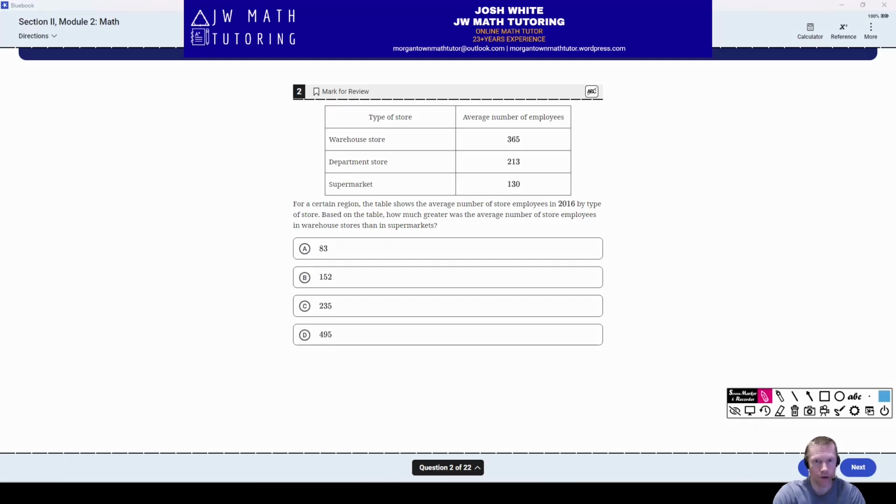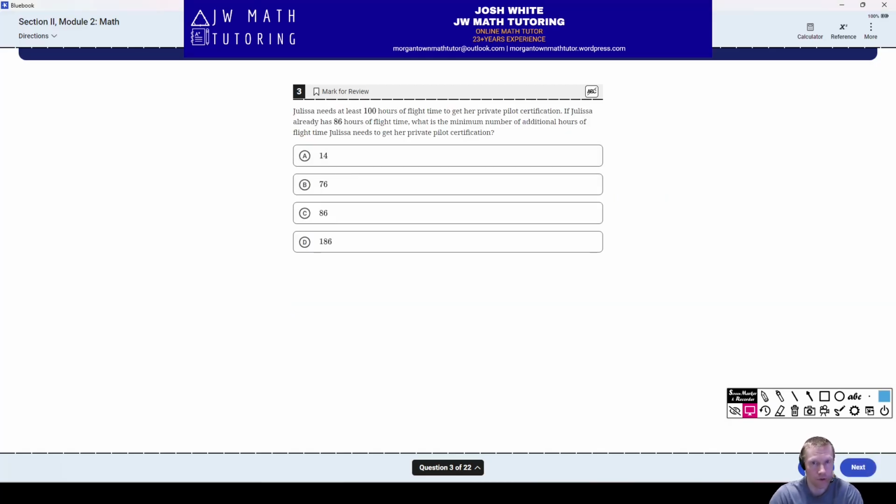Next up, question 2, you have a basic chart. And here they just want to know the difference between the number of warehouse employees versus the number of supermarket employees. So all we are doing is subtracting 365 minus 130. When you do that, we're going to get 235. The correct answer is letter C.